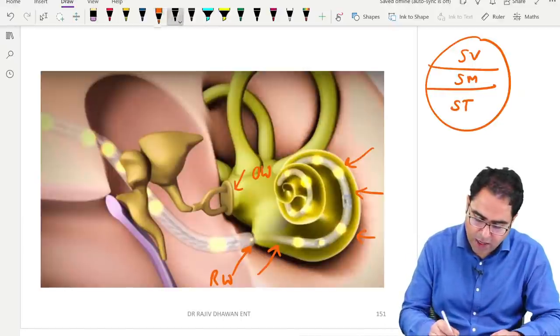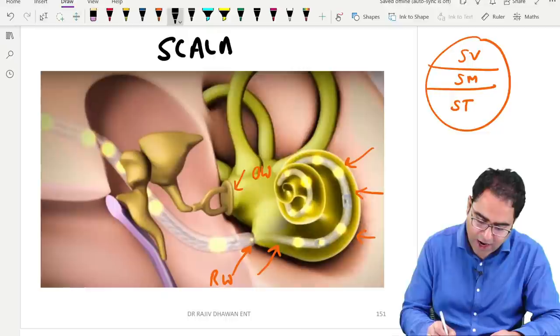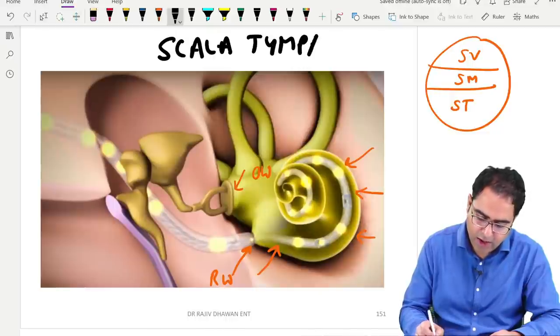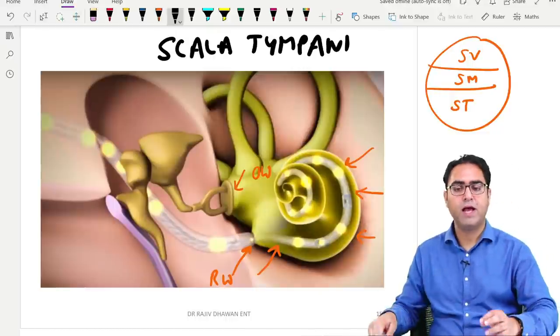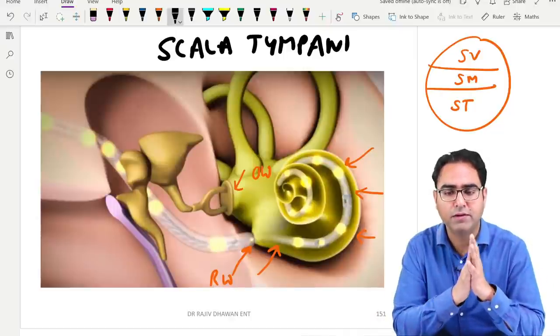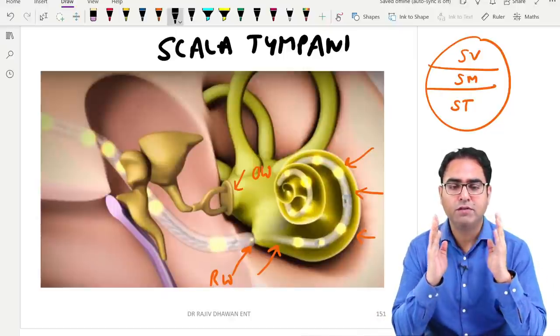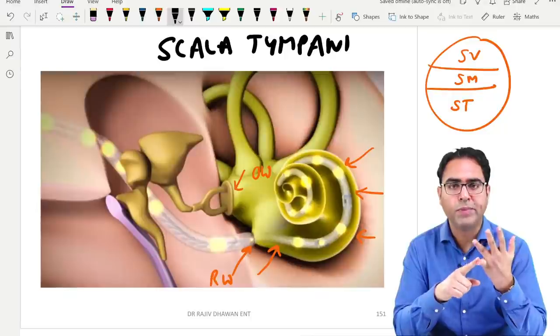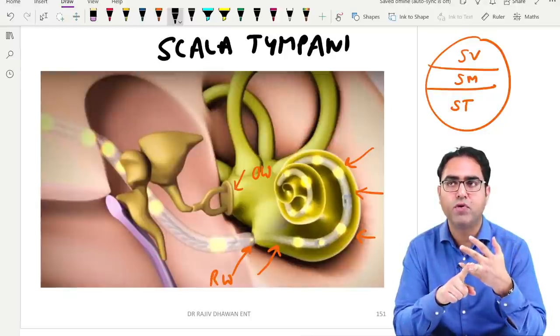The implant electrode goes into scala tympani, beta. Scala tympani. Please understand, three things to revise, beta. 8th nerve integrity is important before cochlear implant surgery is done.